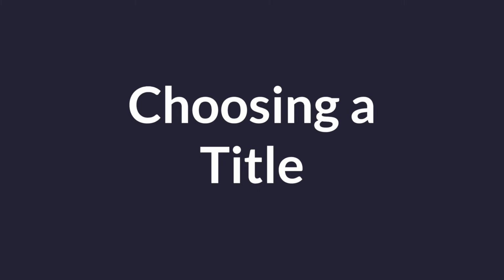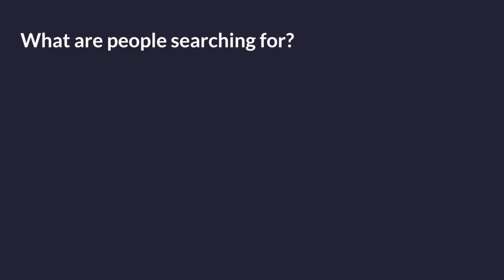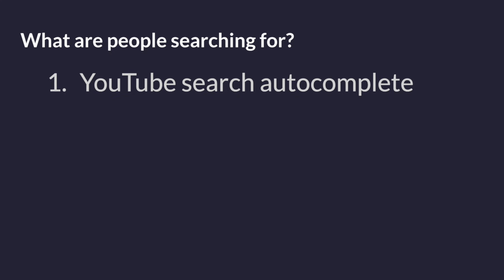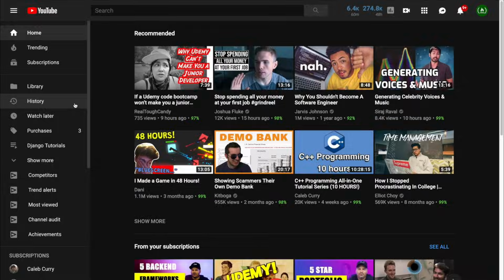Choosing a title. It's best to pick a title that people are searching for. There are two main ways to find out what people are searching for. We have YouTube Search Autocomplete and Google Trends. So let me show you how to use YouTube Search Autocomplete to figure out what you should title your video.